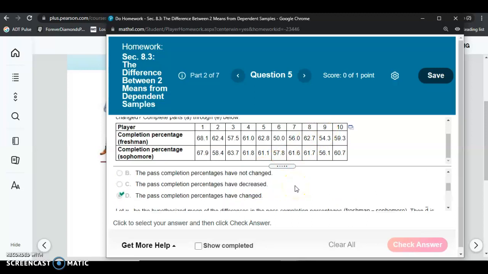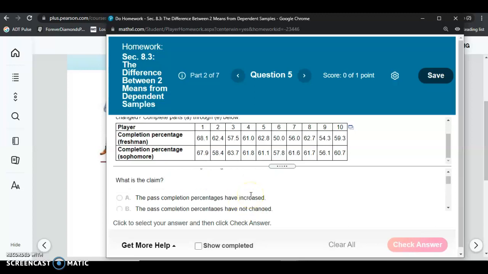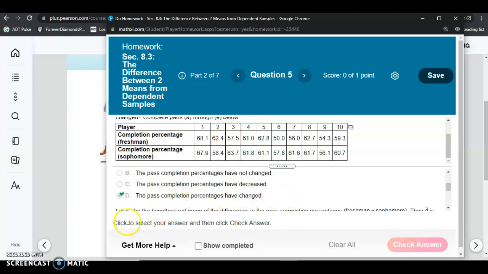Okay, so the claim is that the pass completion percentages have changed. It doesn't say that the pass completion percentages for freshmen is less than that for sophomores, or for example, the pass completion percentages for sophomores is greater than that of freshmen. It just says that they have changed. So it's very non-specific, right? The word changed here means different, and that translates to not equal to. So when we set up the null and alternative hypotheses, we're going to use the not equal to symbol in the alternative hypothesis.